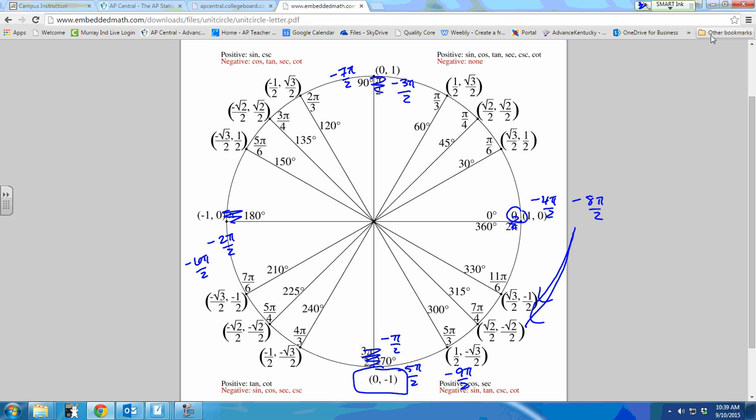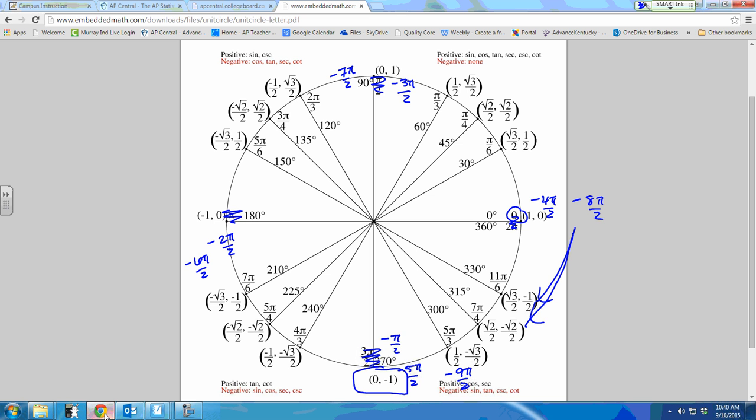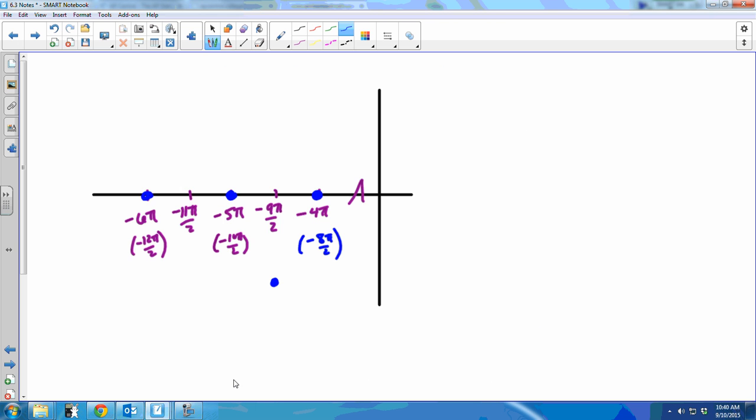So what is sine at negative 9 pi over 2? Negative 1. So I'm going to put the negative 1 down here. And if I kept counting, this would be negative 10 pi over 2, and this would be negative 11 pi over 2. That was my other place, and sine is 1 at negative 11 pi over 2. That's my sine curve on that interval.